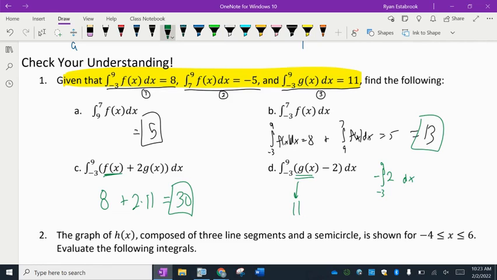You're looking at the area between this horizontal line of y equals 2 and the x-axis. What kind of shape is that? It's a rectangle. The width is 12. The height is 2, so this integral, with the minus out front, is -24 for that part. The answer is -13.